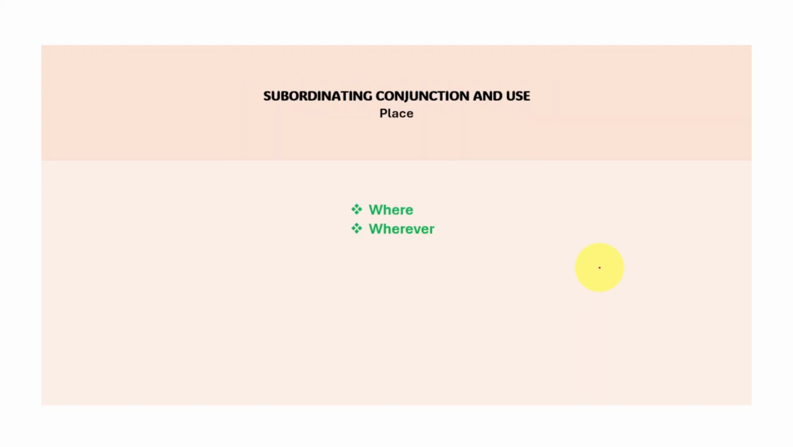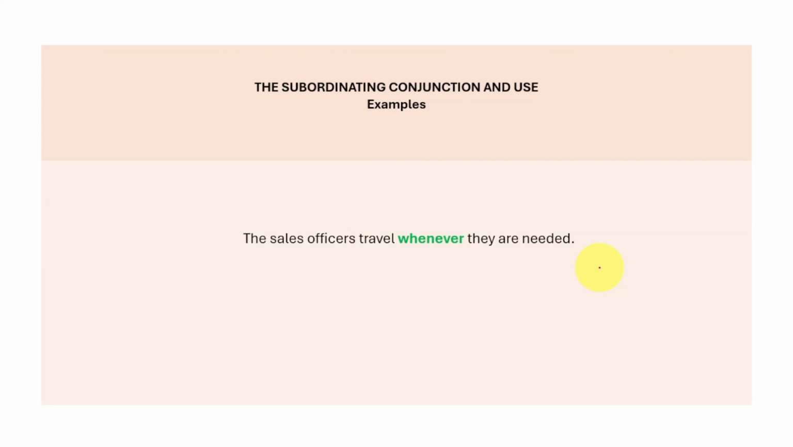Now we're using these for place: where, wherever. So let's say, where are you from? Where do you live? In this case, we're dealing with the conjunction. For example, the sales officers travel whenever they are needed.